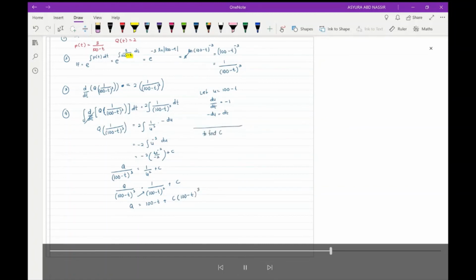Next step, you have to find your c. So to find c, we will use your Q naught. When T is 0, your Q is 60. So substitute in the formula and lastly you will get your c is negative 0.00004. Be careful with your calculation. So do not write in the form of times 10 to the power of negative 5, let's say. Please put in the decimal number. So next, your answer will be Q is 100 minus T minus 0.00004 times 100 minus T cube.